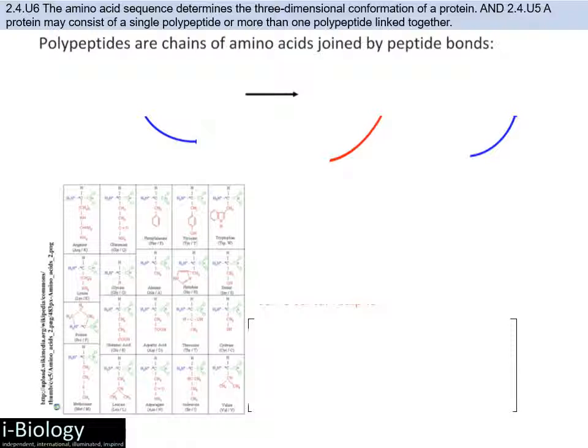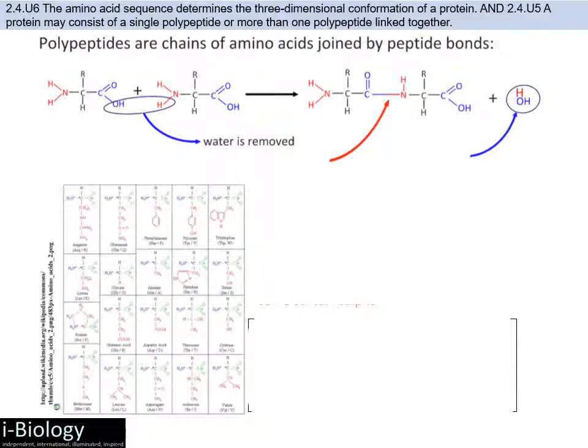Now we're going to talk about how we make a polypeptide and then how a polypeptide eventually gets folded into a functioning protein. Again, just to remind you, a polypeptide is many peptides, or many amino acids, put together by peptide bonds. This is all done through a condensation reaction, meaning we take the hydroxyl group from the first amino acid and the hydrogen from the second amino acid. They get removed to create water, and in the bond between the two amino acids, we get our peptide bond.